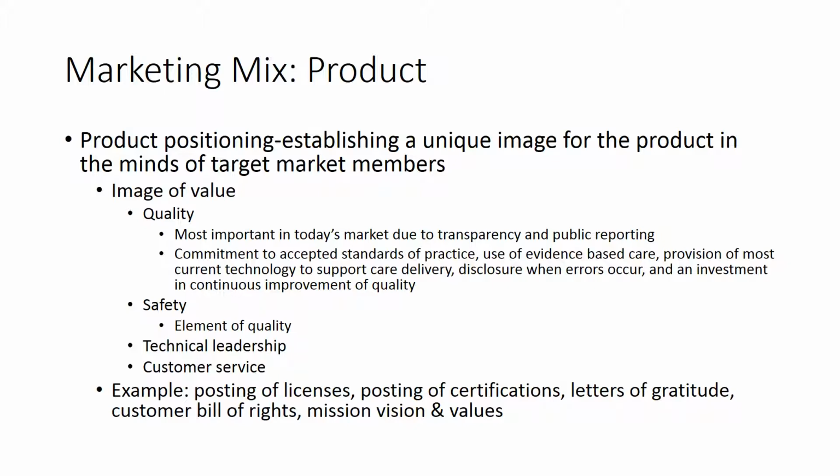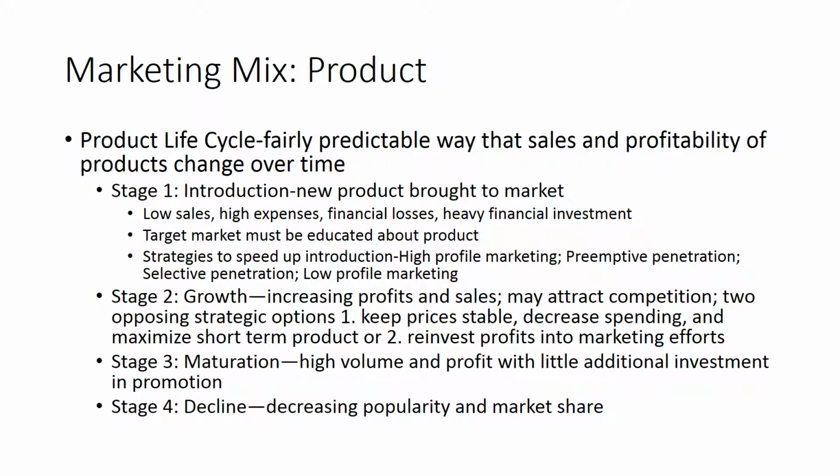Ways you can do that on a much smaller scale: posting your licenses, posting certifications your staff may have, letters of gratitude, your customer bill of rights, mission, vision, and values to show that you do have that commitment to quality and excellence. There is a product life cycle. There's a fairly predictable way that sales and profitability of products change over time.